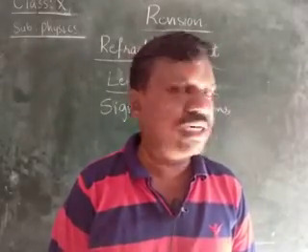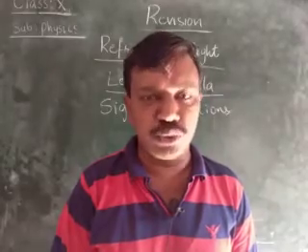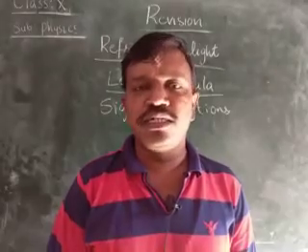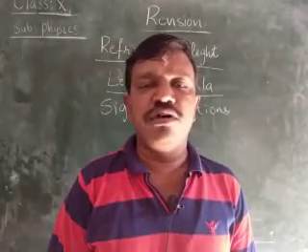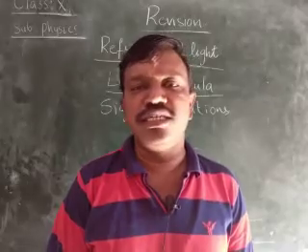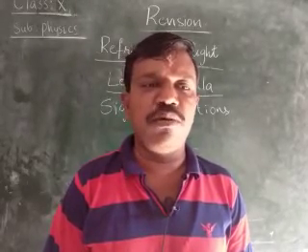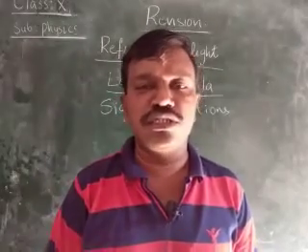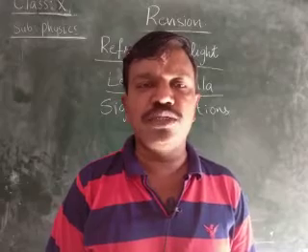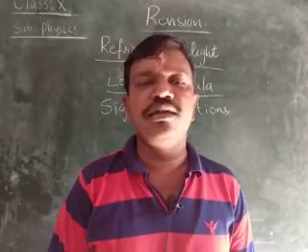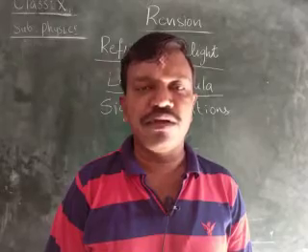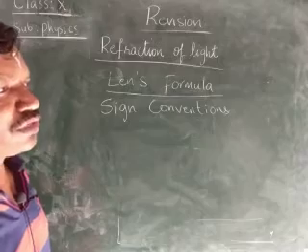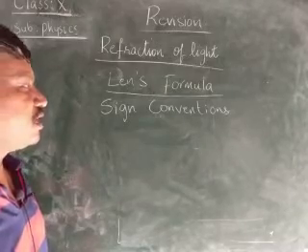The distances measured in the direction of the incident light should be taken as positive. The distances measured opposite to the direction of the incident light should be taken as negative. Above the principal axis, it is positive. Below the principal axis, negative. Like that, children, we have the different sign conventions, the rules for the sign convention. Based on this, we write the sign conventions.